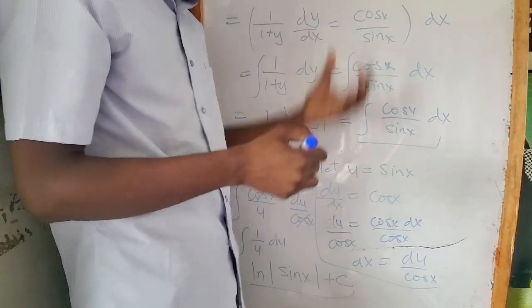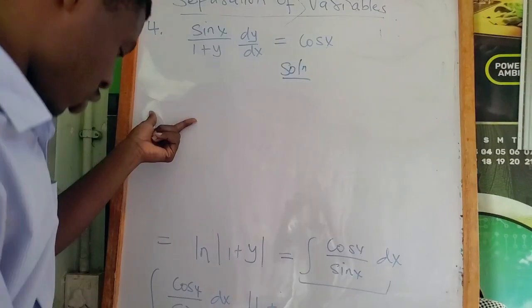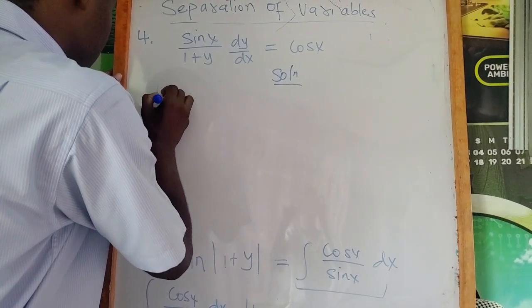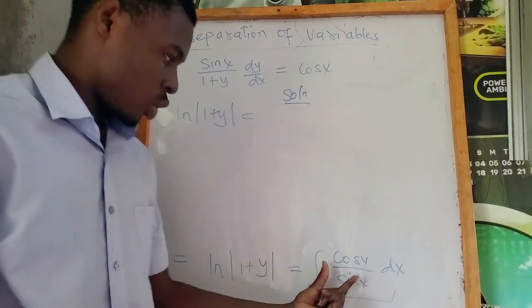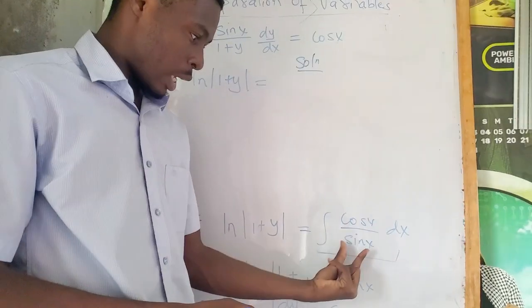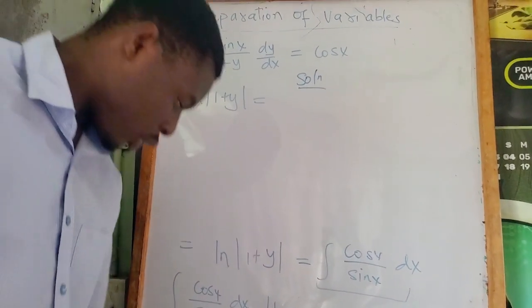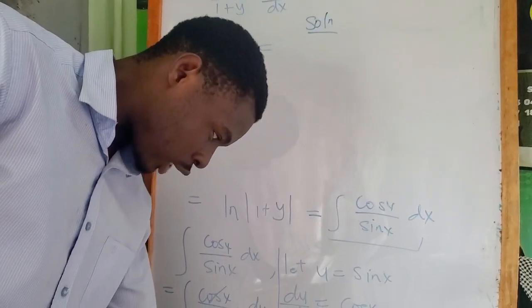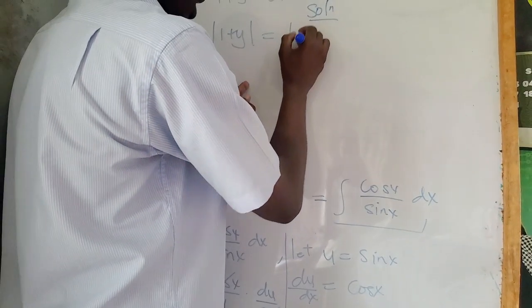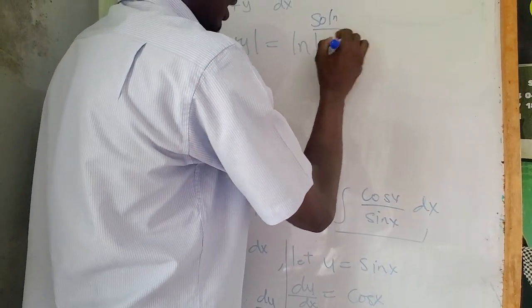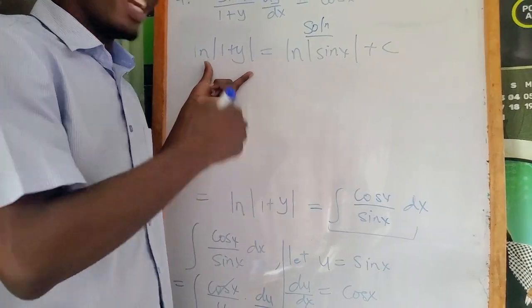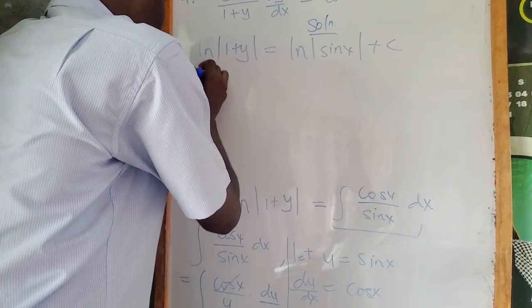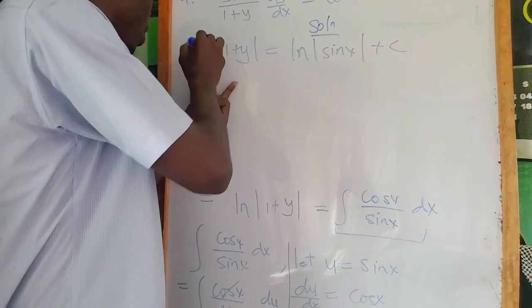Let us make some room up so we can do that. So ln of 1 plus y is equal to the integral of cos x over sine x dx, but we found the solution to be ln of sine of x plus c. So we can say this is ln of sine x plus c. We are looking for y, not ln of 1 plus y. What do we do? We take e of both sides.